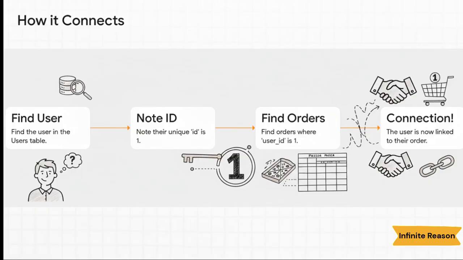It's actually incredibly simple. The system sees an order with a user ID of 1. It then just looks over at the users table, finds the user with the ID of 1, and voila, it knows this pizza order belongs to Peter. This is exactly how websites connect you to your shopping cart, your watch history, or your posts.